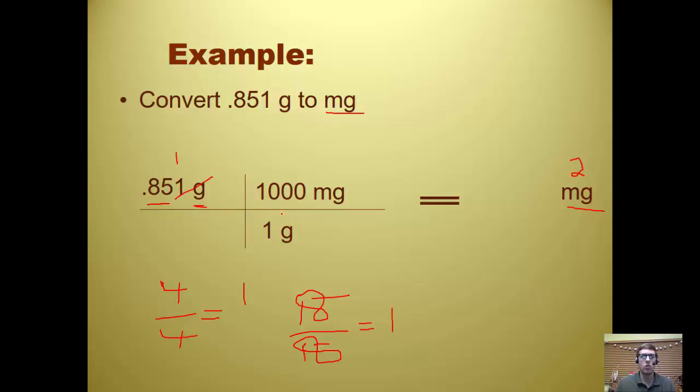So grams over grams cancels out, leaving us with the units that we want. So we know we're sitting pretty. Grams are out. We do the math: 0.851 times 1,000 divided by 1 equals 851. This seems like a lot of work, but you're going to need to use this skill quite a bit in the future, so get good at it now.